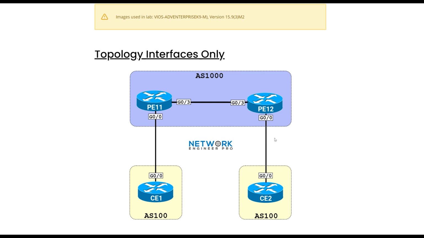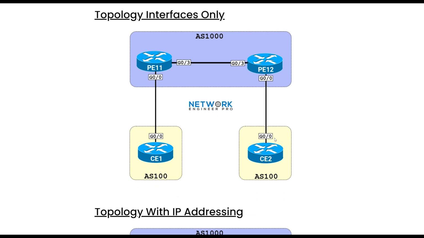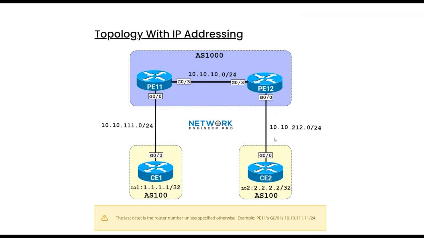There's one with interfaces only, which you see here. And then if I scroll down a little bit, there's going to be another one with complete IP addressing. Take a look at it though. Two customers, CE1 and CE2 in AS100, they peer with our pretend service provider in AS1000.